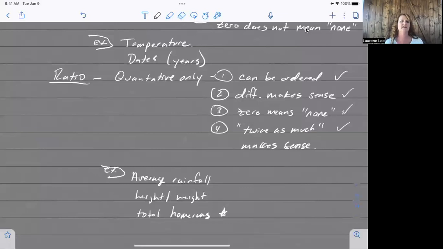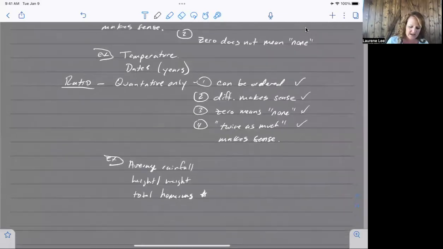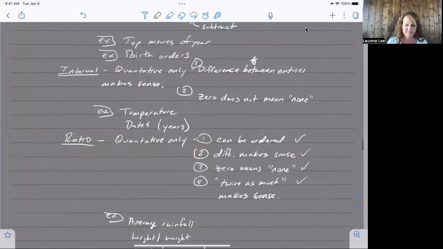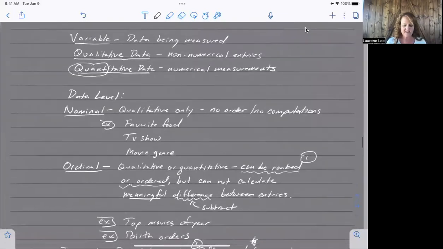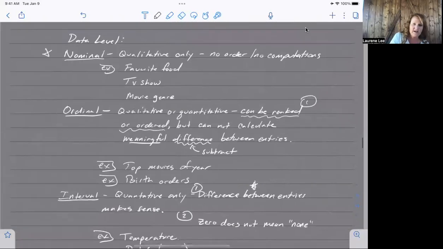So here's how I run a scenario through. If somebody gives me a set of data and asks me what is the data level on it, I start here at nominal. Okay, I first check, is it qualitative? If it's not qualitative, then it's not nominal. Okay, and then I go to the next one. Then I go to ordinal. I check that. These are in order.